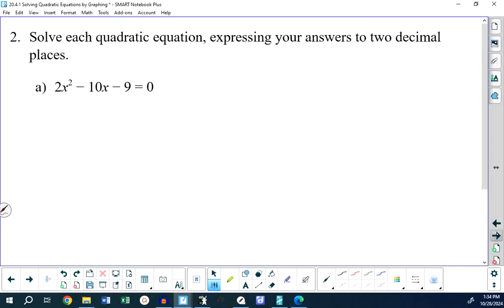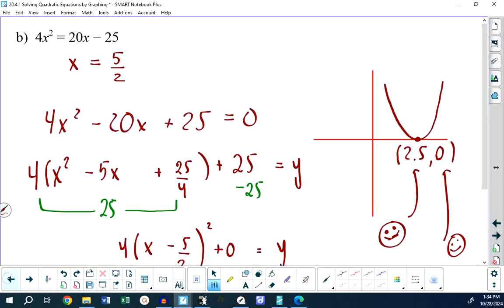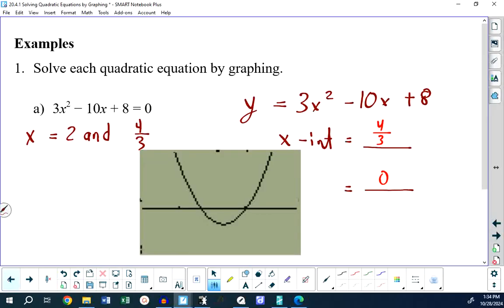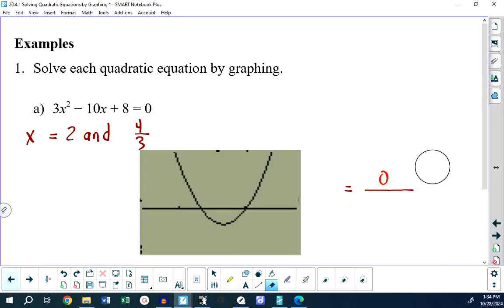All right, let's take a look at the next question. Solve each quadratic equation expressing your answer to two decimal places. How is this different? Well, I want to show something to you before we do this. And you don't need to worry about why. I just want to introduce you to this idea so you get used to seeing it.